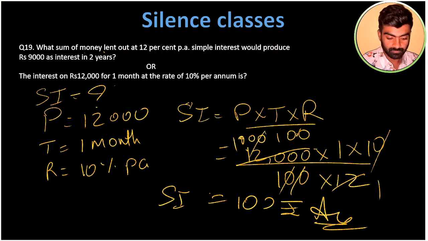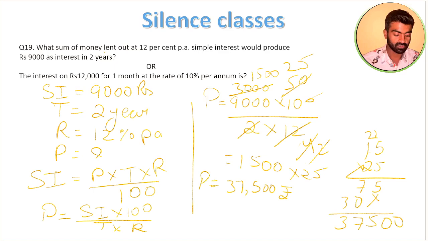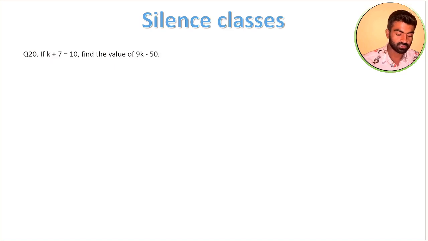Okay, now let's move to question number 10. Question number 10 is saying, if k plus 7 is equal to 10, find the value of 9k minus 50. Means we have to find out the value of 9k minus 50. So first of all, we can solve it and find the value of k. Once we get the value of k, we can put it in this, and we can find the value of this particular expression.